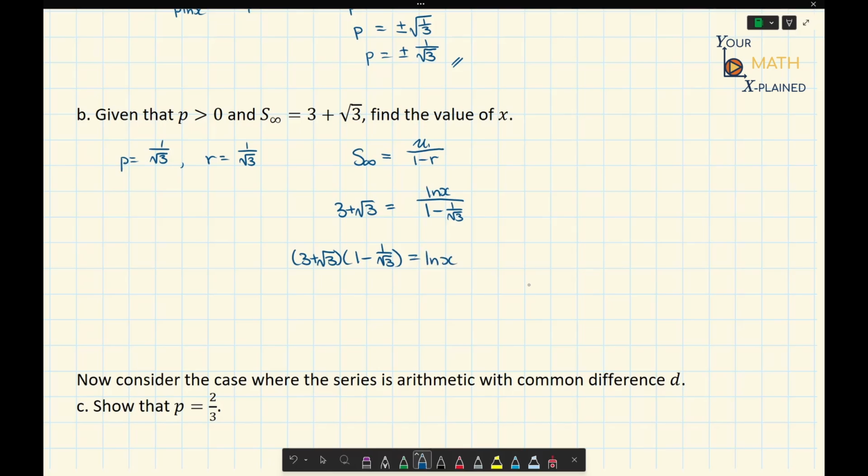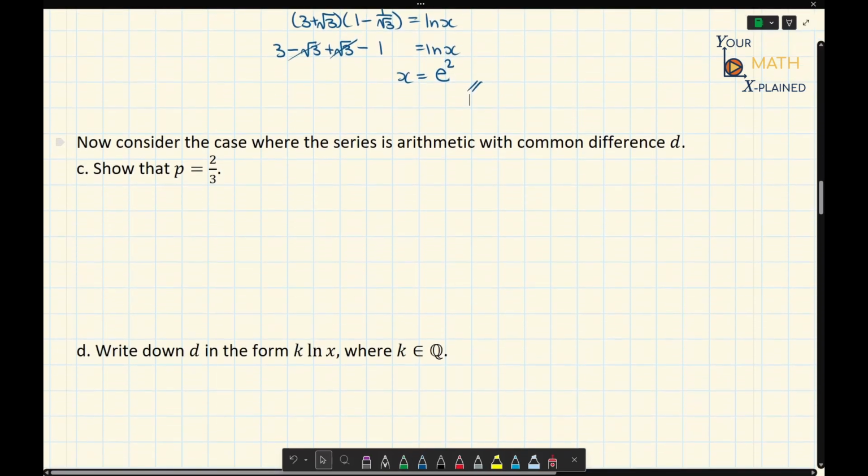And now we can just distribute the left-hand side, and we get 3 minus 3 over root 3, and 3 over root 3 is just root 3. And then we have plus root 3 minus root 3 over root 3, which is 1. And this is equal to ln of x. The middle terms will cancel, and we get 2 is equal to ln of x, which means x is equal to e to the power of 2.